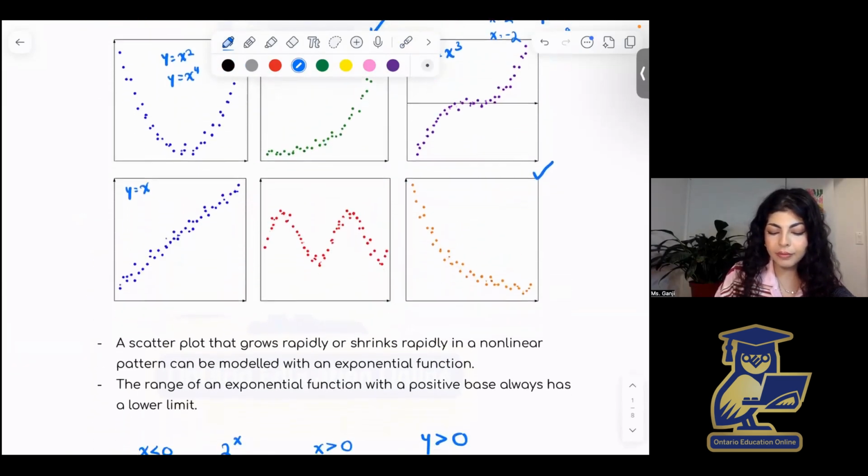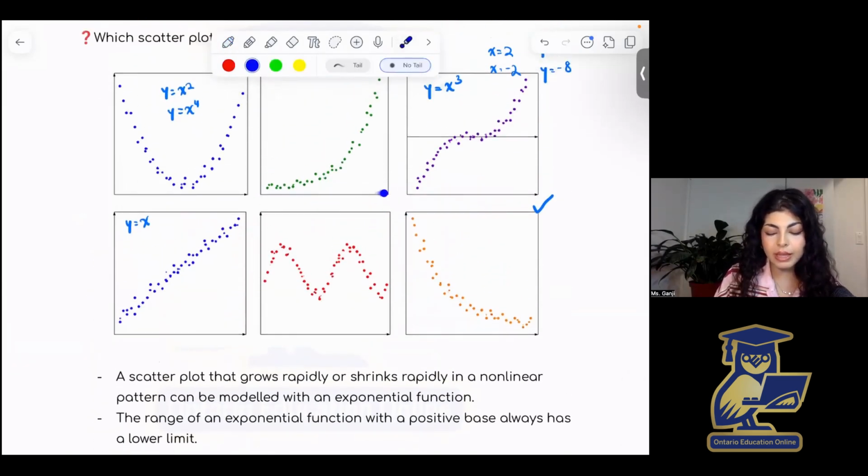And that's kind of what we can see here. For example, this would be the y-axis. For example, let's say this is y is equal to 2 to the power of x.